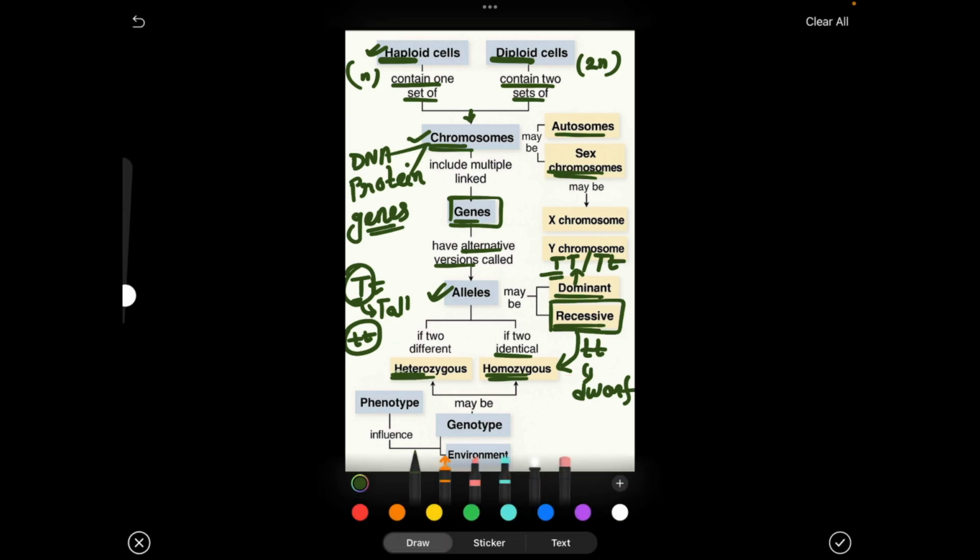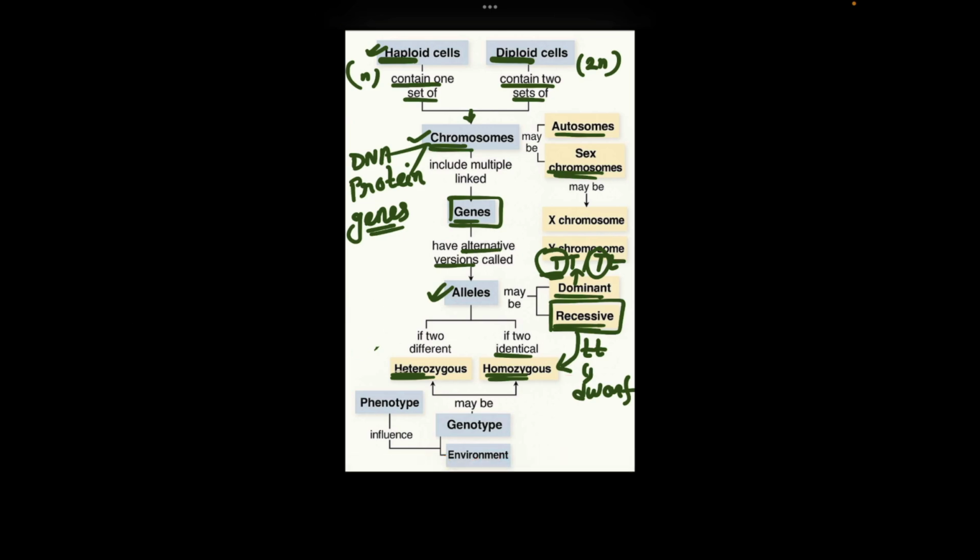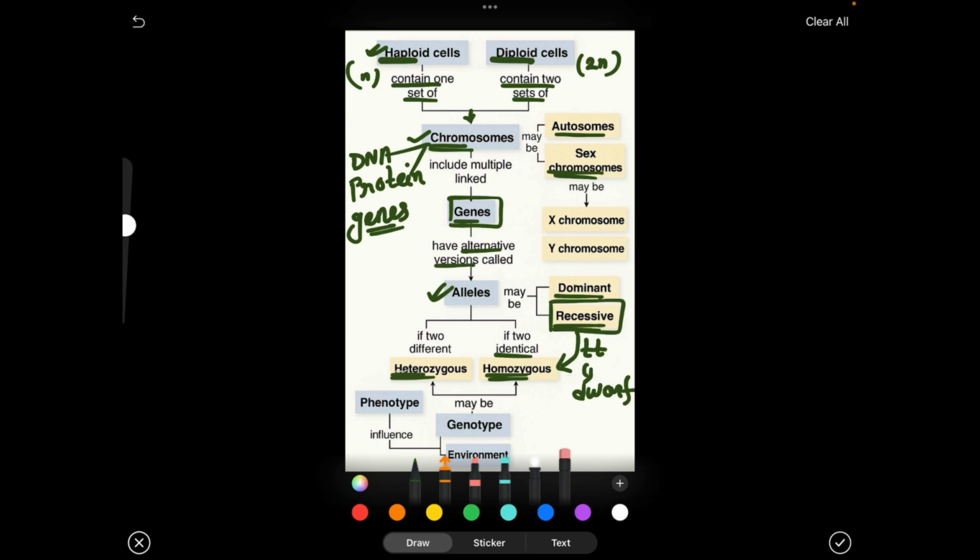But even if only one single dominant allele is present, in homozygous or heterozygous condition, it will still express the characteristic. That is the character of a dominant allele. It can express itself even if only one single allele is present. But for the recessive allele, two alleles are essential. Next is homozygous and heterozygous condition. After this, it carries the phenotype and genotype.